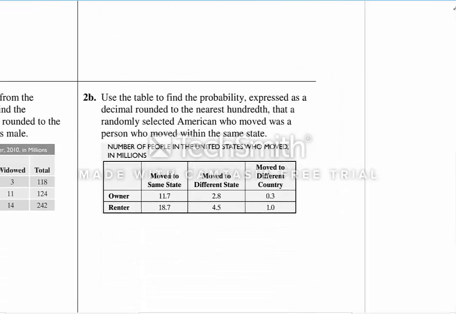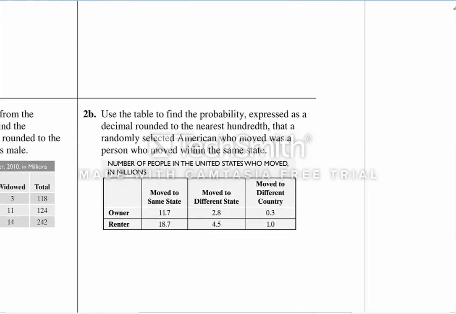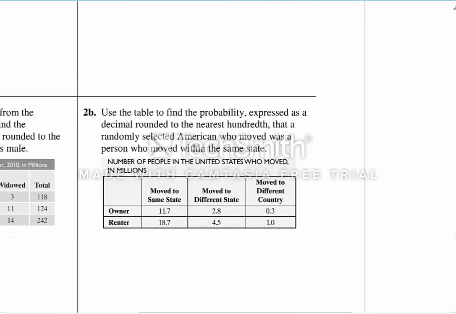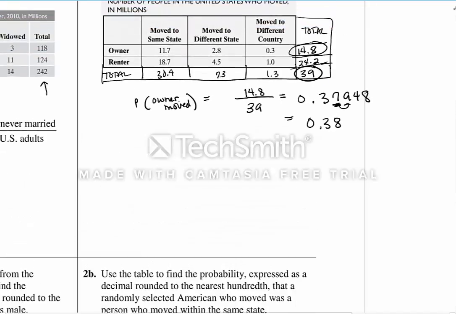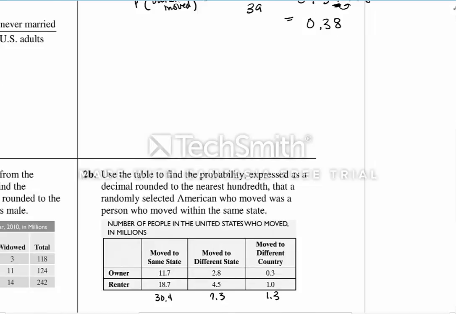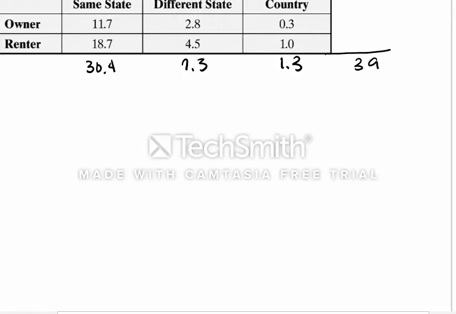2B, use the table to find the probability expressed as a decimal rounded to the nearest hundredth that a randomly selected American who moved was a person who moved to the same state. This is the same chart that we had above. So we know that we had, I'm going to actually copy these real quick. This was our 30.4, 7.3, 1.3, and remember that we had a complete total of 39. I could copy these as well, but I think we've got all the information that we need here.